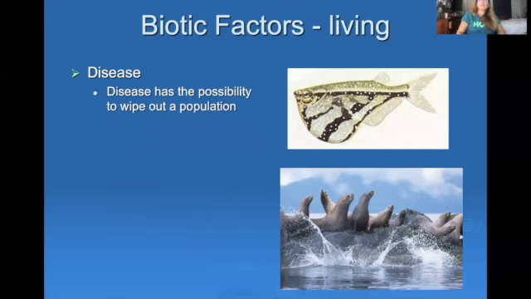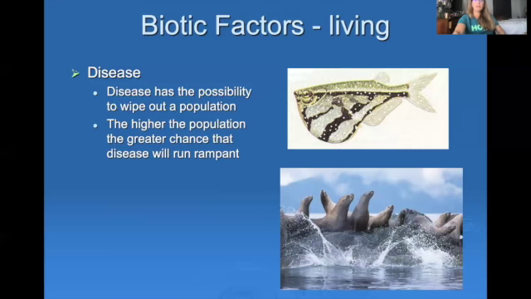Disease is a limiting biotic factor. Disease has the possibility to wipe out an entire population. The denser that population, the more quickly that disease is going to spread throughout that population. Think about coronavirus. Where did it hit first? It hit New York City, which is a very densely populated area, which allowed the spread of the coronavirus to really take off in that densely populated area. So the higher the population, the greater chance the disease will run rampant.